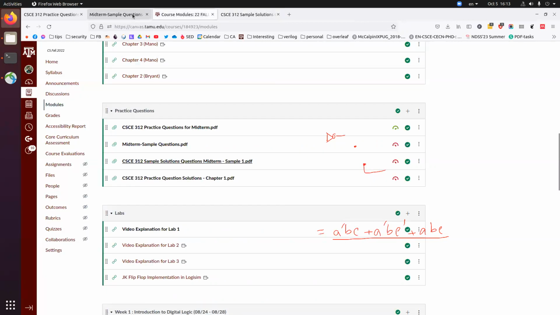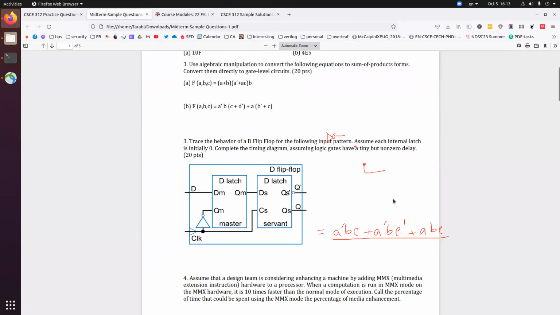So the question was, let me clear this. We have a leader-follower flip flop that has only one input D, and a clock that is inverted to the first flip flop, and then the normal flip flop here. So how can you trace the behavior if initially all the values are assumed zero? To complete the timing diagram, assume logic gates have a tiny but non-zero delay.